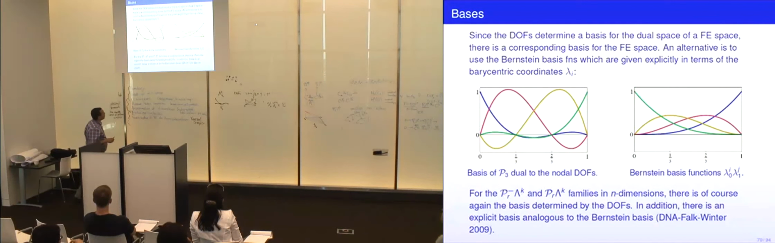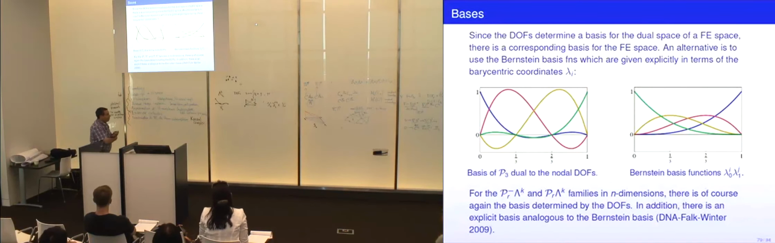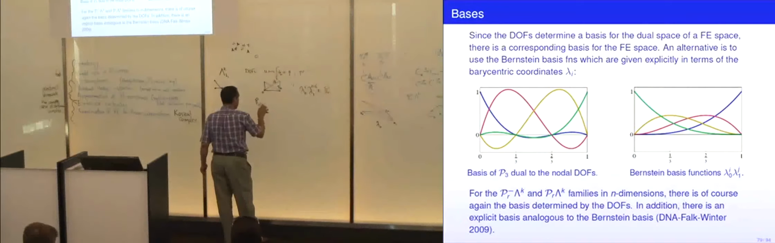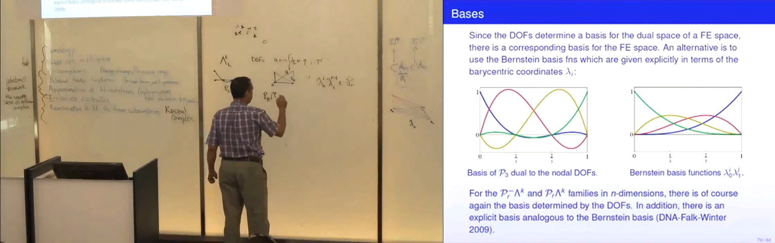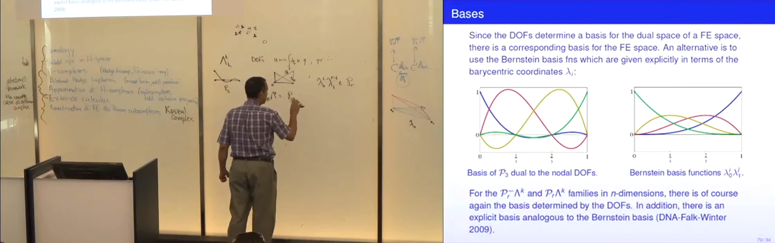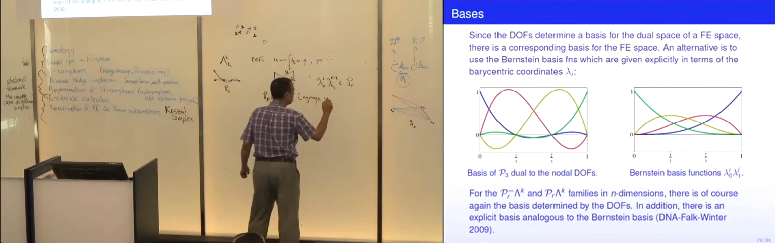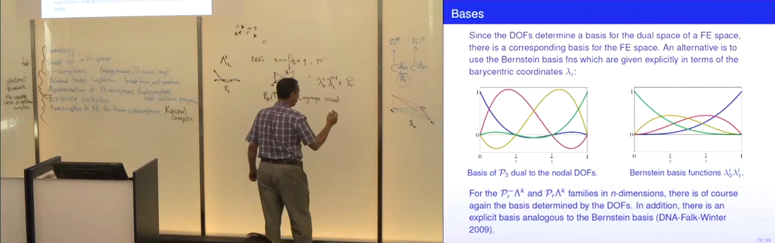Okay, and so the purpose of this paper was to figure out what is the Bernstein basis for the Pr minus lambda k and the Pr lambda k families. And two cases were clearly known. So for Pr lambda 0, which is just the Pr Lagrange spaces, that's the usual Bernstein basis. I'll show you the picture in 2 dimensions on the next slide.